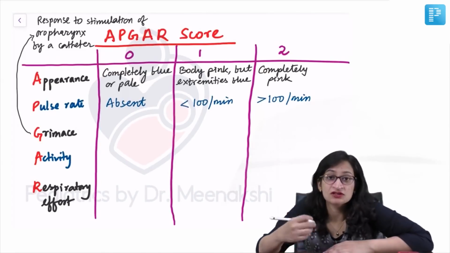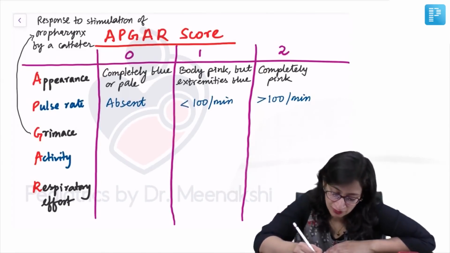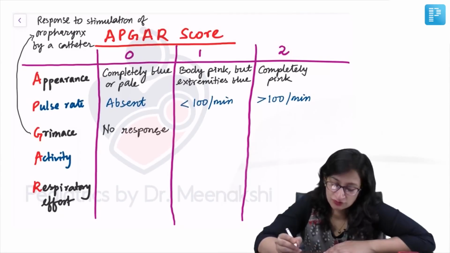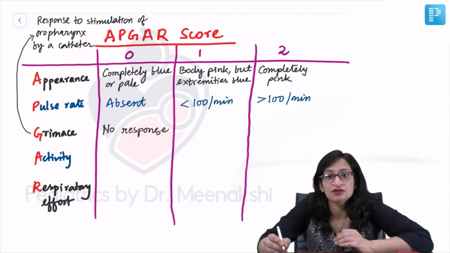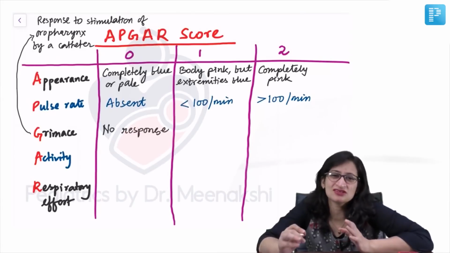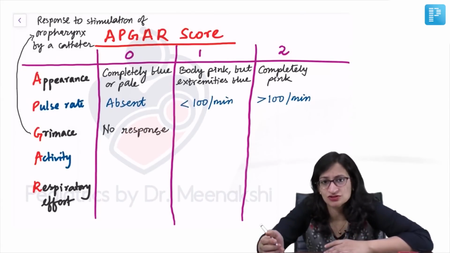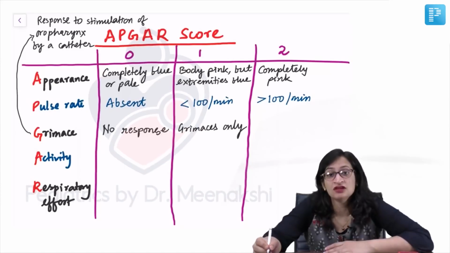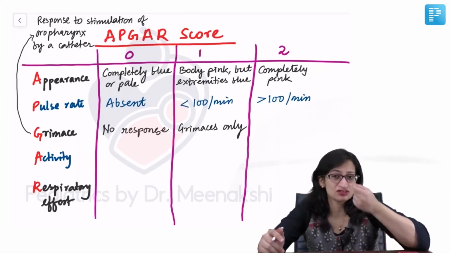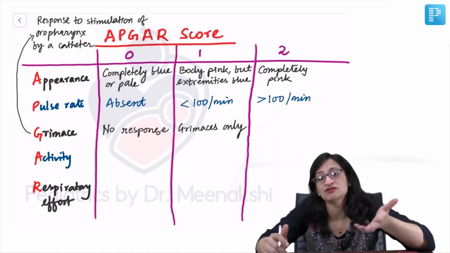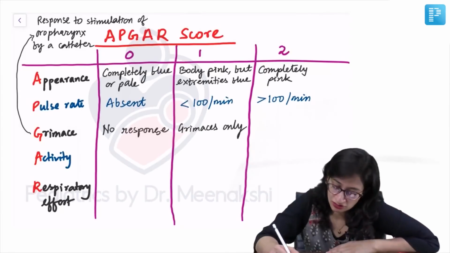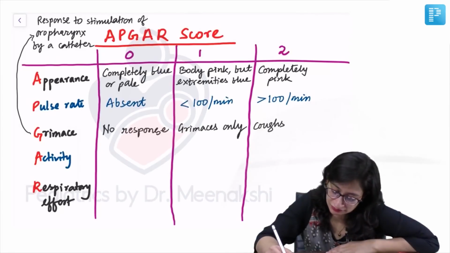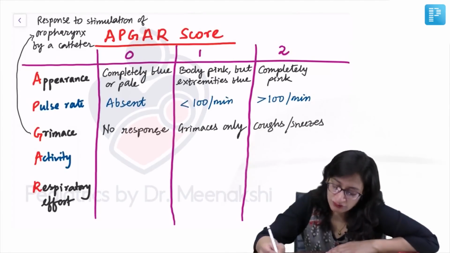If you insert a catheter or feeding tube in the oropharynx but the baby shows no response, you give it a score of 0. You give it a score of 1 if the baby grimaces only. That means there is just some change in expression and nothing much more than that. But if it is an active baby, what will happen if you insert something in the oropharynx is that the baby will start coughing or sneezing. So if the baby coughs or sneezes, you give it a score of 2.